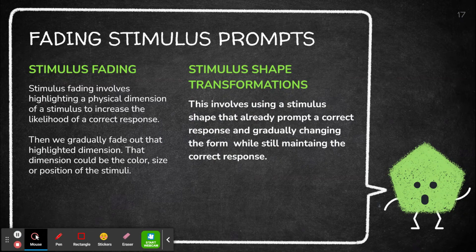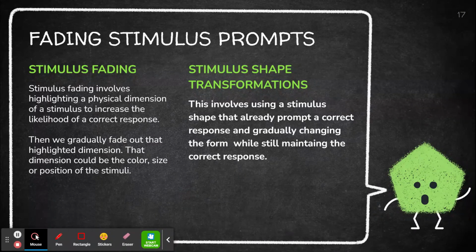All right, on to fading stimulus prompts. There are two types: stimulus fading and stimulus shape transformations. Stimulus fading involves highlighting a physical dimension of that stimulus, which increases the likelihood of the correct response. But then we're going to gradually fade that highlighted aspect out. It could be the color, the position, the size, a lot of different ways.